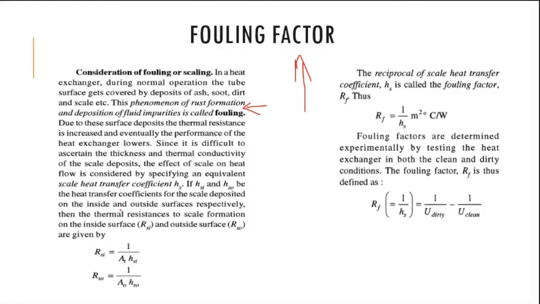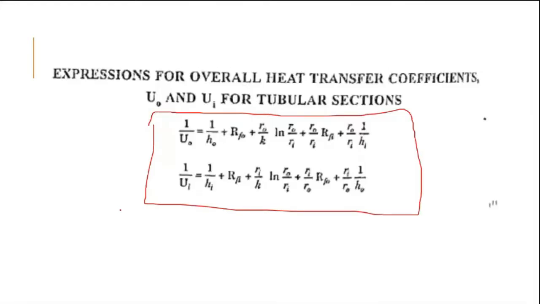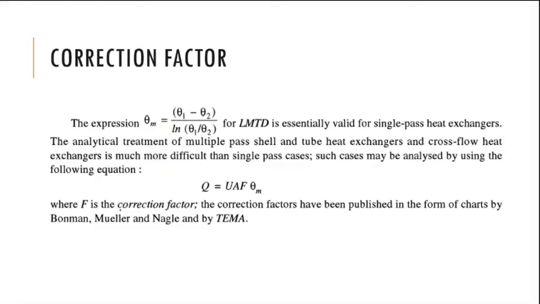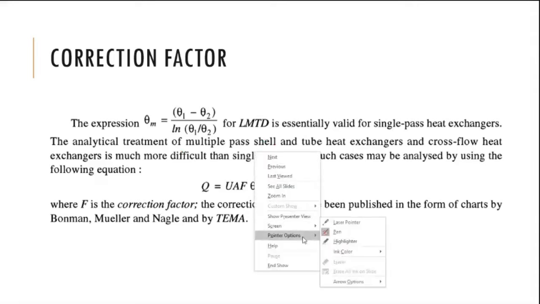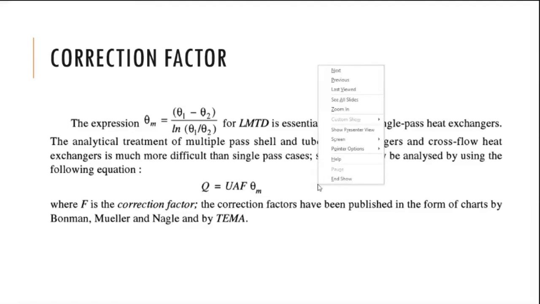So this was called the fouling factor. One more topic which we need to touch is the correction factor. Till now, whatever heat exchanger we have considered was a concentric tube heat exchanger. Suppose that the heat exchanger is a shell and tube heat exchanger or a cross flow type heat exchanger. What happens in such a case, we are going to see now.